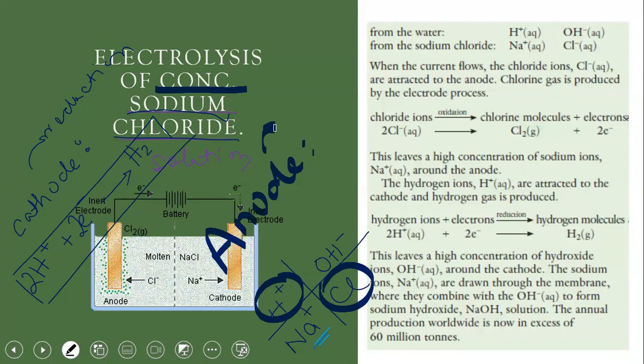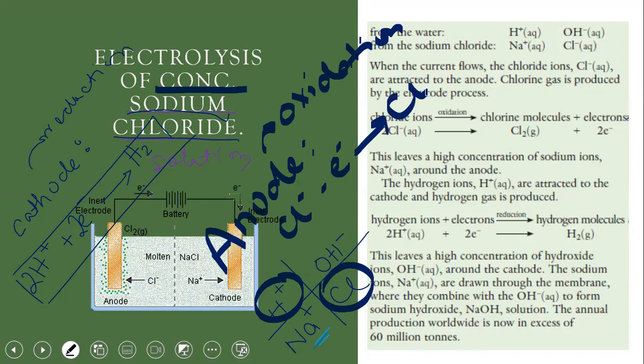What process happens? Oxidation. Correct. And what is oxidation? Loss of electrons. Exactly. So my chloride ions will go to the anode. Chloride will lose 2 electrons and give me a chlorine atom.